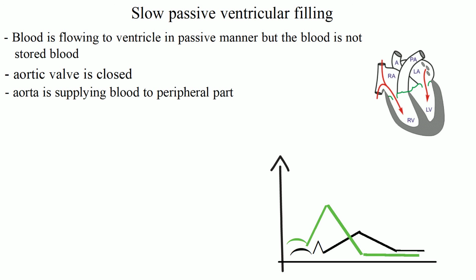After completion of this phase, we will again go back to our first phase, which is the atrial contraction phase, where the atrium will actively contract and push all the blood into the ventricle, and there will be closure of the mitral valve and the pressure in the ventricle will be greater than the pressure of the atria, and this cycle will go on and on. I hope you liked this short video about the cardiac cycle.